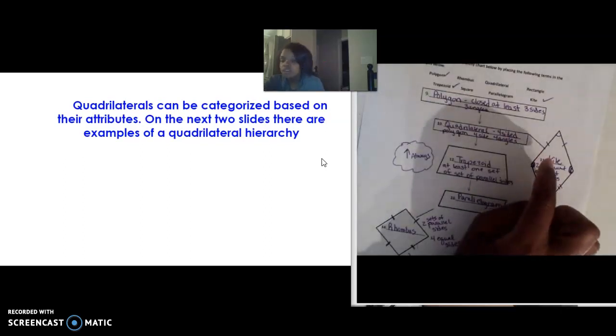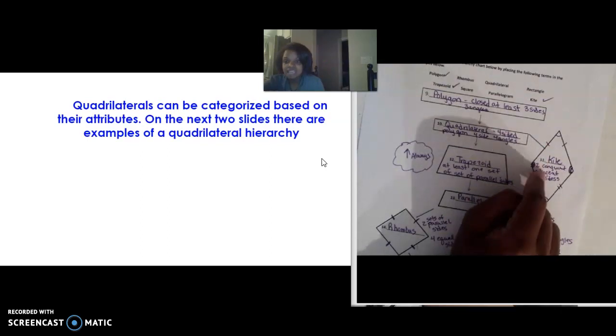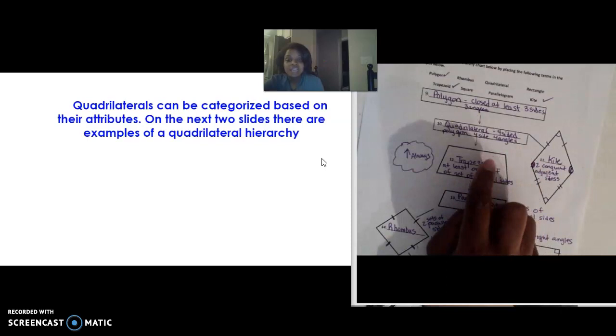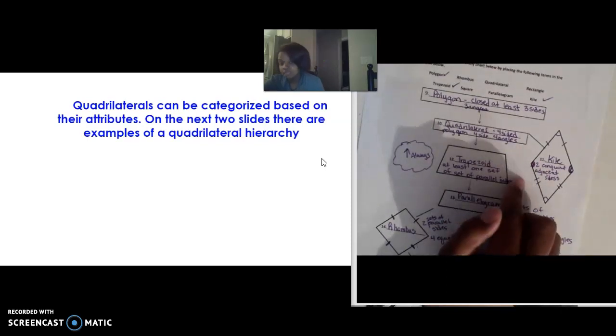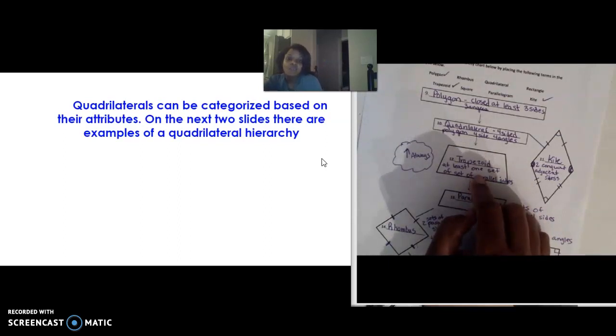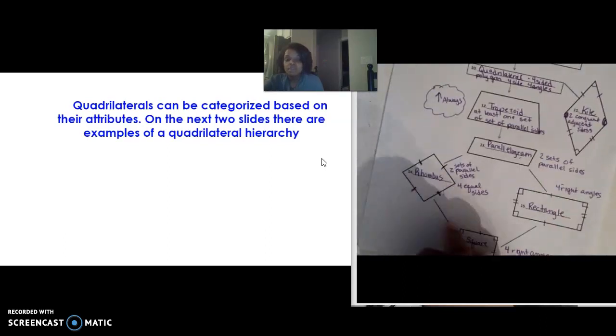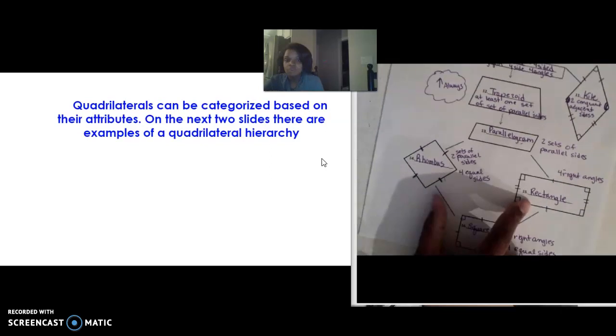So a quadrilateral is not always a kite, but it can be a kite if it has 2 congruent adjacent sides. A quadrilateral is not always a trapezoid. Sometimes it's a kite, sometimes it's a trapezoid. It has to meet the qualifications for a trapezoid, which means at least one set of parallel sides, okay? All right, so a parallelogram has 2 sets. So types of parallelograms would be a rhombus, a square, and a rectangle, okay?